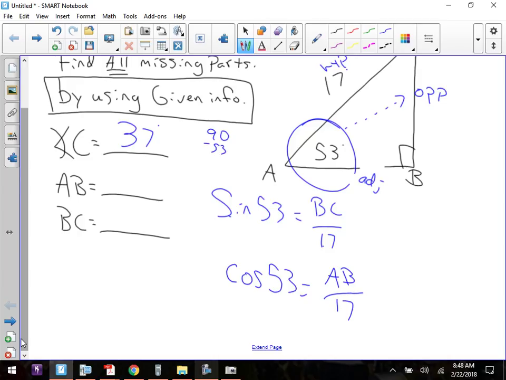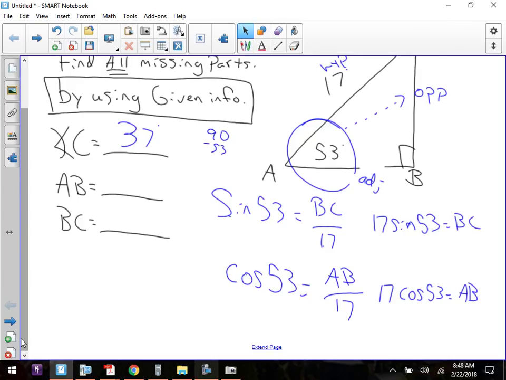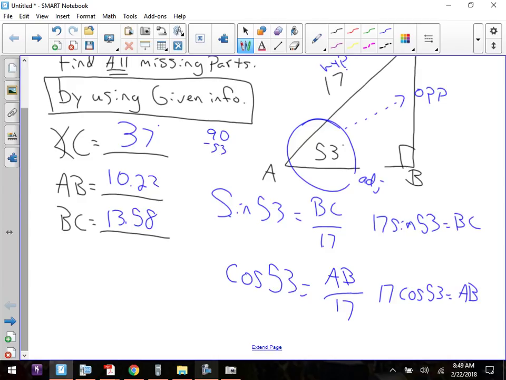So now it's just a matter of putting that we know that it's going to be 17 sine of 53 is BC, and then 17 cosine of 53 is AB. So we press a couple of buttons on the calculator real quick. Round to two decimal places like you guys have been. And for the sine, I am getting... I get those two values.